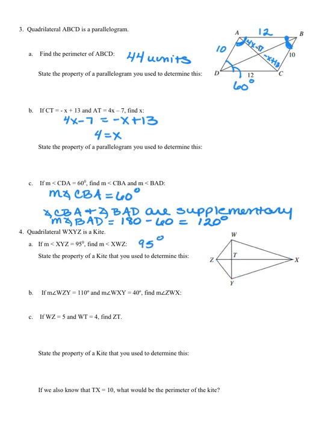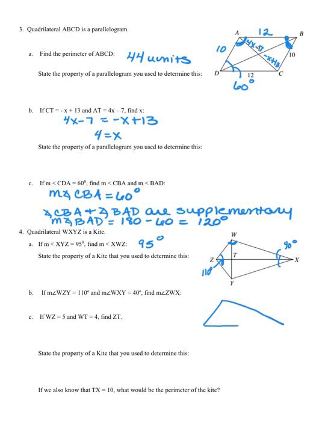In part B, we're told that the measure of angle WZY is equal to 110 degrees, and that the measure of angle WXY is equal to 40 degrees. And we're asked to find the measure of angle ZWX, which is this one right here. Okay, let me redraw that triangle for you up top there.